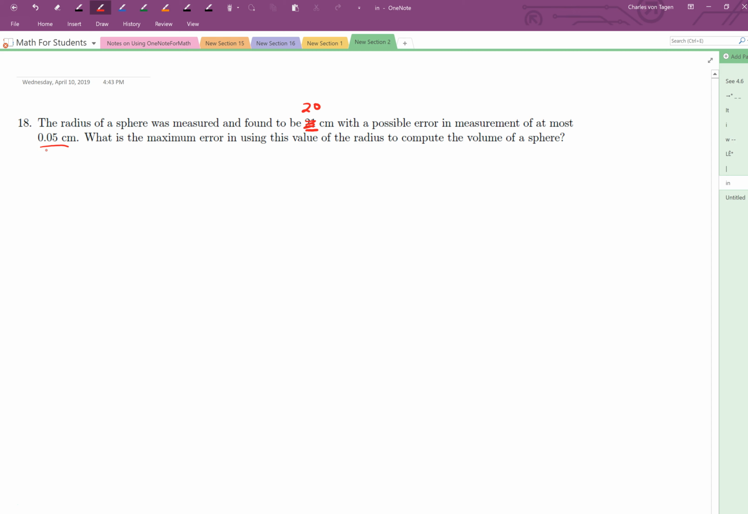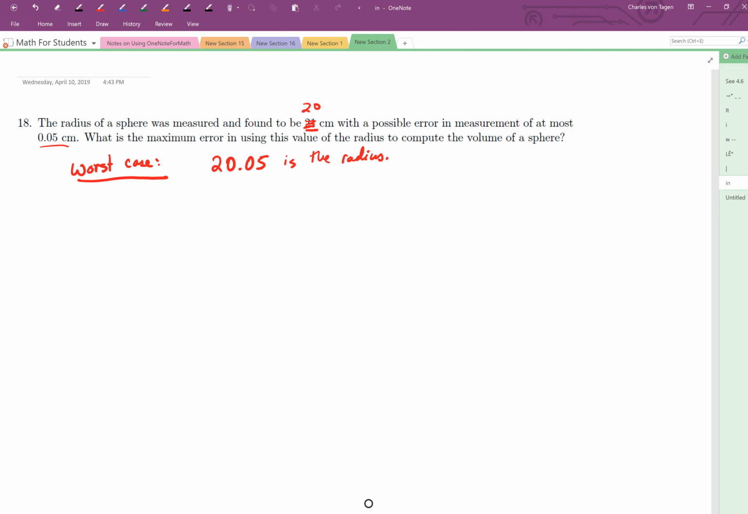So the question is, if things were a worst-case scenario, the radius would be what? If we're trying to see what the maximum error would be, we would add 0.05 to the radius. So if that's the worst case, 20.05 is the radius. You might say, why not go the other way? That would still give you an error, but a smaller error than the error we're about to calculate. So the worst case scenario is we think the radius is 20, but it's actually 20.05.